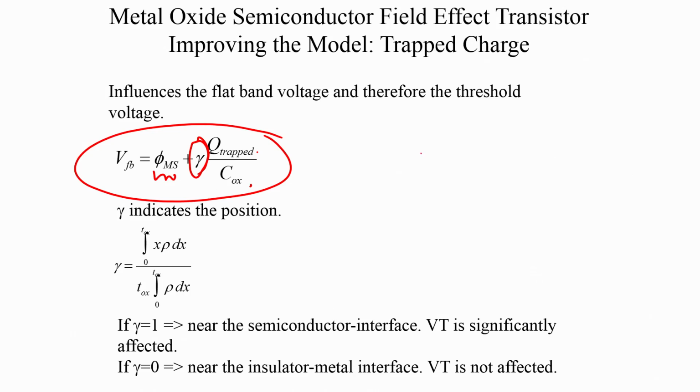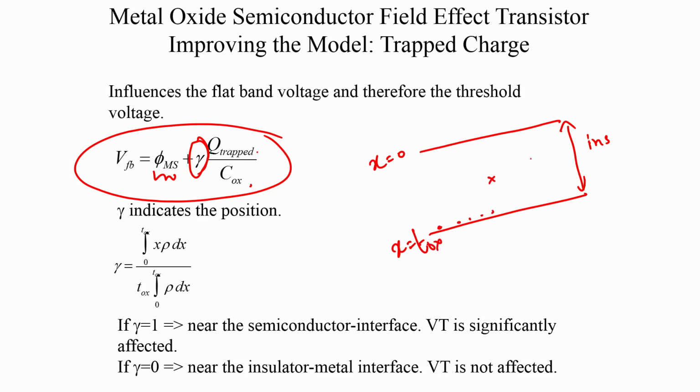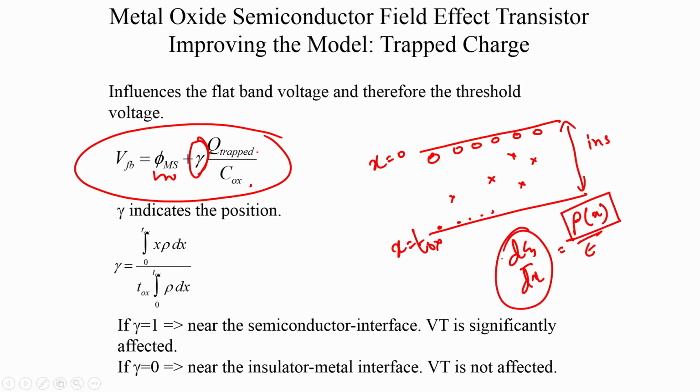Since not all charges are present at the insulator interface, you have charges that could either be located at the semiconductor-insulator interface, or somewhere in the middle, or maybe near the gate insulator interface. This distribution is important because it directly impacts your Poisson's equation, which says rho of x by epsilon is dE by dx. So, unless you know the distribution of all these charges, you cannot solve Poisson's equation accurately.